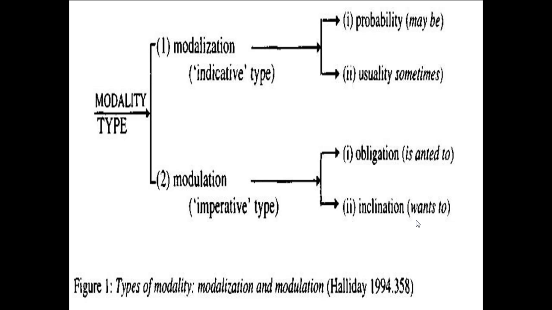Okay, this is a table you might want to use. Probability and usuality for modalization, inclination and obligation for modulation. Here I think that there's a W missing there. Sorry.